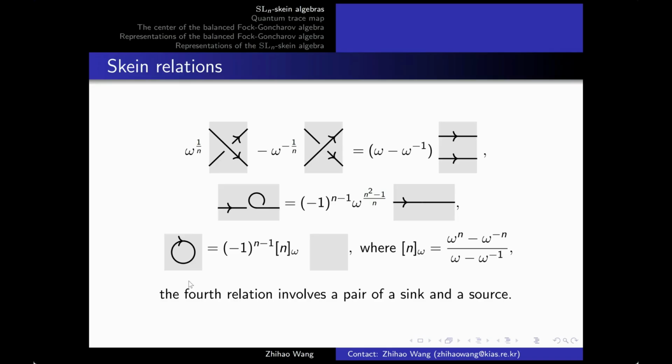Now I only show the three relations. The first one is a little bit complicated, but I can say something about it. The first relation involves a pair of a sink and a source, and we can use it to kill all the sinks and sources of the n-webs. Then the skein algebra is spanned by the framed links. This is the definition of the skein algebra. Any questions with this? Okay, let's continue.